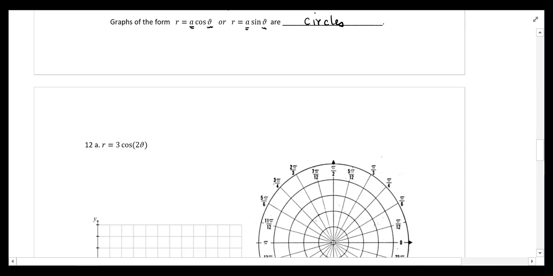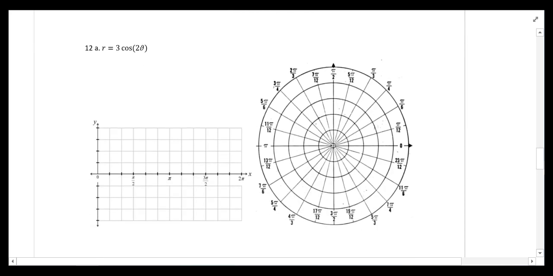Number 12. So now what I've done is I've changed one small thing. Instead of it just being cosine theta or sine theta, now I have cosine 2 theta. Remember what happened in pre-calculus? What happened with that? Yes, the period shrunk. Good. Or this was a horizontal compression by a factor of half. So that's what you need to do.